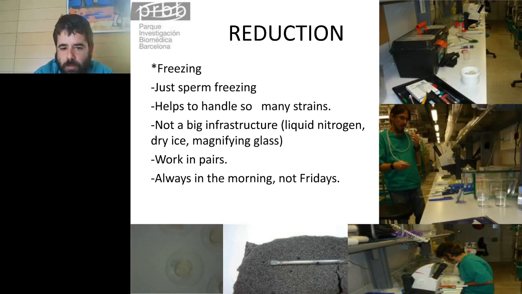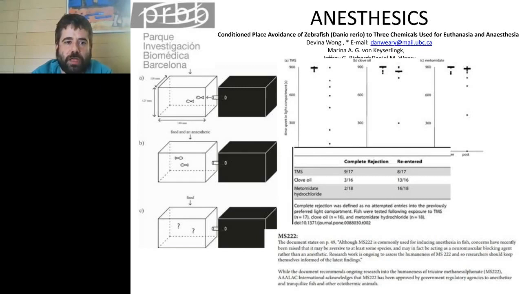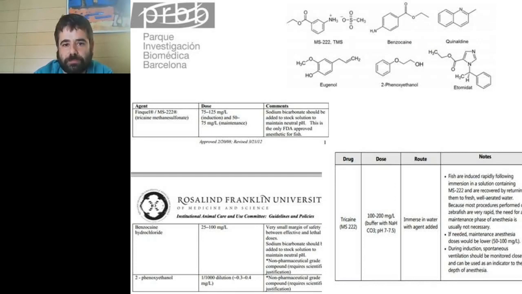Also, you can use anesthetics, as we said before. And right now we are thinking of using another kind of anesthetic because there are many papers that say that tricaine, that is the most commonly used anesthetic in zebrafish, is really aversive for animals. So we have many kinds of anesthetics and we are going to try them and just check if they work better than tricaine or not.